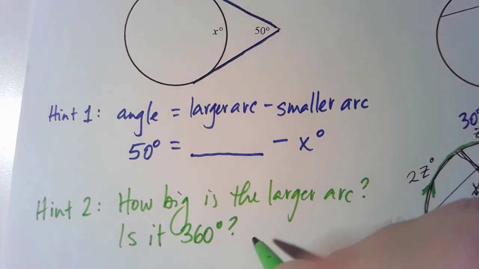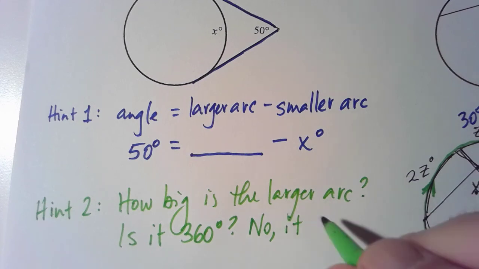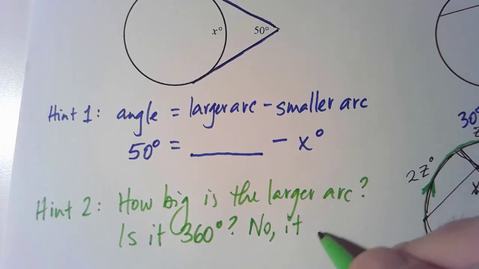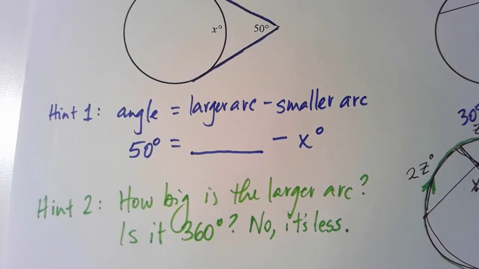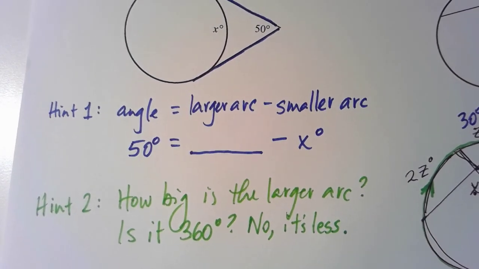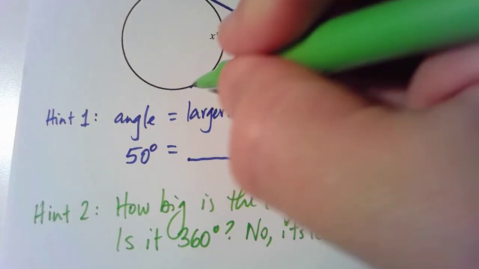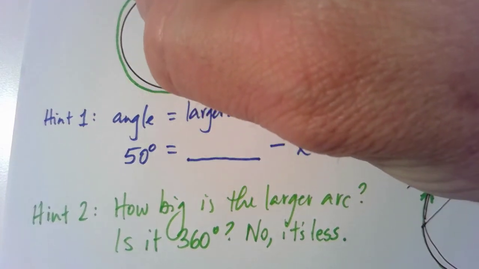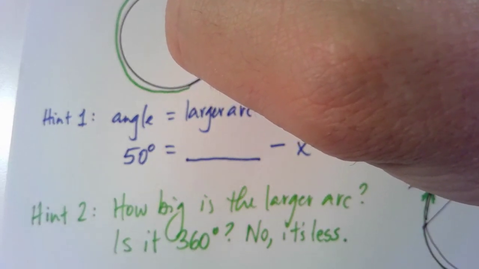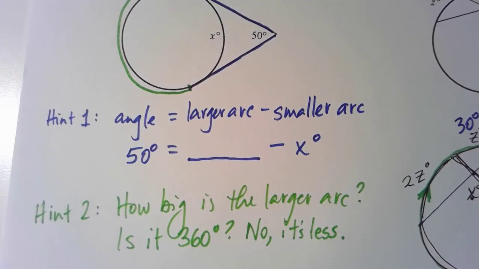So the answer is no, it's less. And then I'm going to ask you, how much less? How much less than 360 degrees? How much less? And then I want you to write that in an algebraic or a mathematical expression. This is, I'll make it green, this is not 360 degrees, it's 360 degrees minus something. Hint, hint. Minus what?